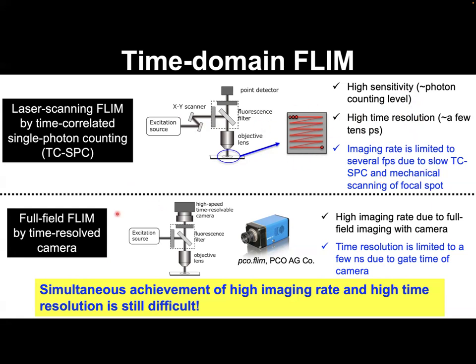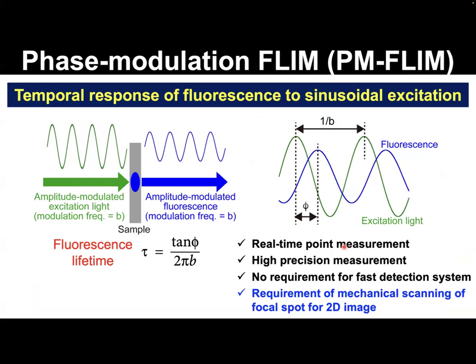The other is full-field FLIM by a time-resolved camera or time-gated camera, like here. In this case, a high imaging rate can be achieved due to the full-field imaging with the camera. However, the time resolution is limited to a few nanoseconds due to the gate time of the camera. In this way, the simultaneous achievement of a high imaging rate and high time resolution is still difficult in time-domain FLIM. Another type of FLIM is phase modulation FLIM, or PM FLIM.